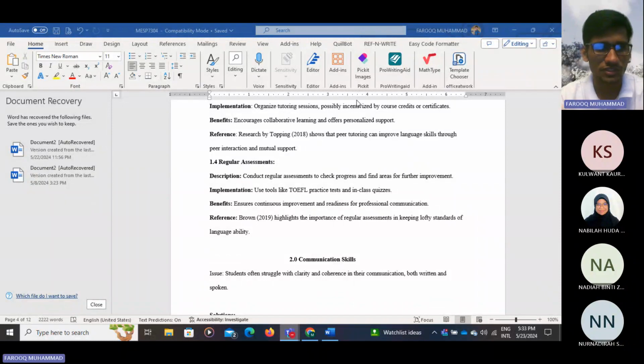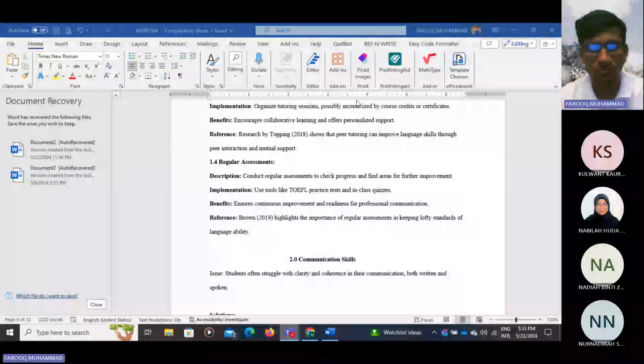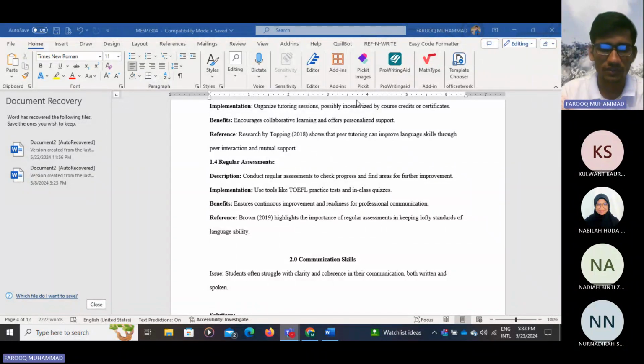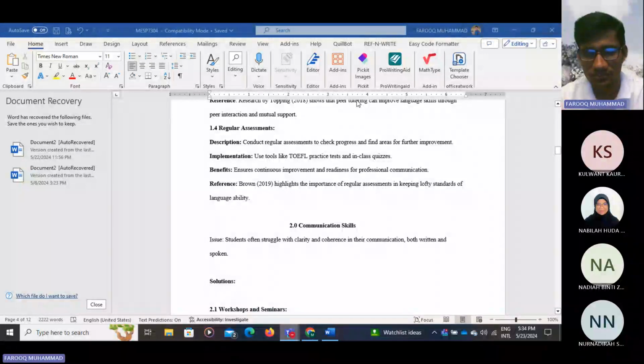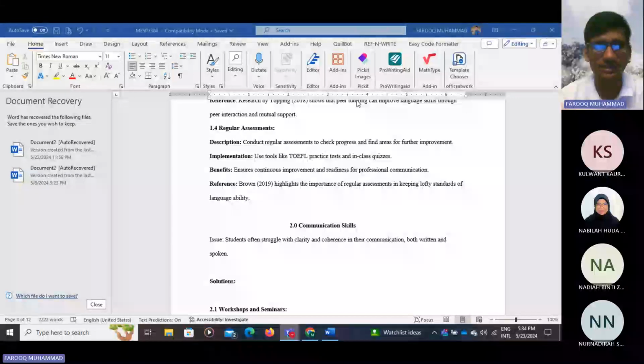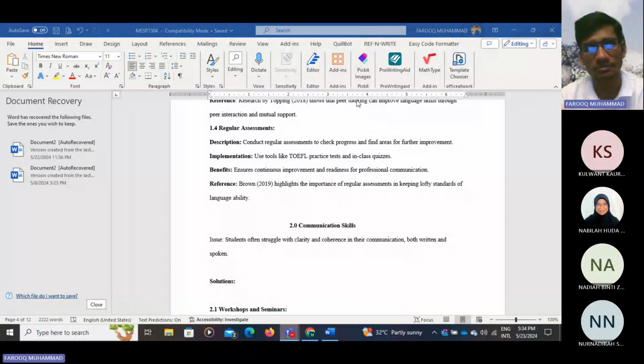Like you can practice with each other. If your pronunciation is not good, you can check from Google. You can check from any software that is on Google. The benefit is to ensure continuous improvement and readiness for professional communication. I used the reference Brown 2019, which highlighted the importance of regular assessments in keeping high standards of language ability. The methods and the teaching compatibility we will discuss later.